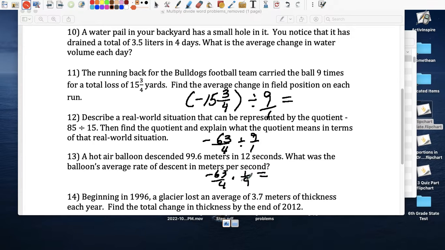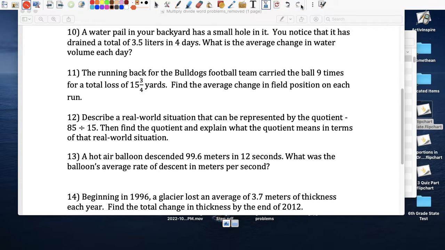Positive times negative is a negative. 63 and 9 can be simplified. 9 divided by 9 is 1. 63 divided by 9 is 7. So we get negative 7 over 4, which is the same thing as negative 1 and 3/4. So every attempt, every time the Bulldog team attempted to go forward, they lost 1 and 3/4 of a yard. Maybe the other team was bigger.